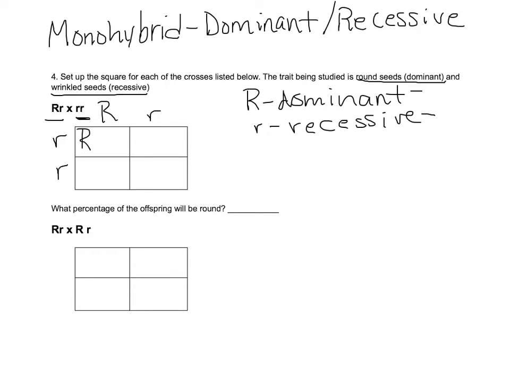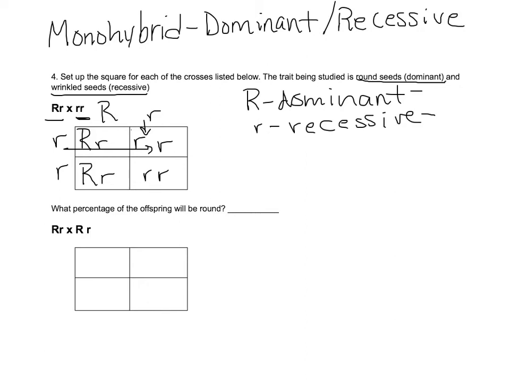Always write the capital letter in the box first. And you simply are going to bring one R down and the other R over. And then same over here, capital R is going to come down and then the lowercase r comes over.